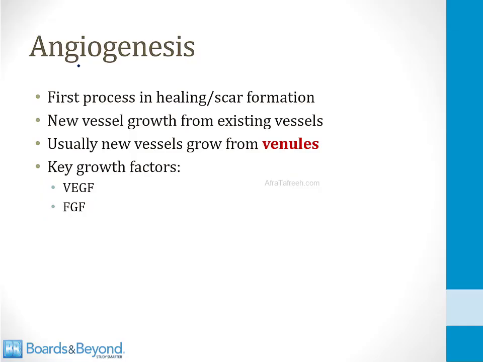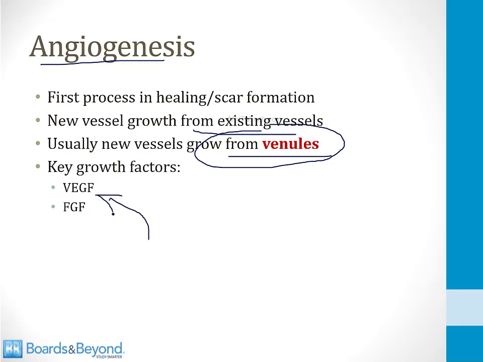So as I said before, the first step in scar formation is angiogenesis. New vessels need to grow from existing vessels into the area where tissue has been damaged. Obviously, the damaged area no longer has normal blood vessels, so new ones need to grow. And you should know that new vessels usually grow from venules. It's high yield to remember this fact. And the two key growth factors in scar formation that drive angiogenesis are VEGF and fibroblast growth factor.